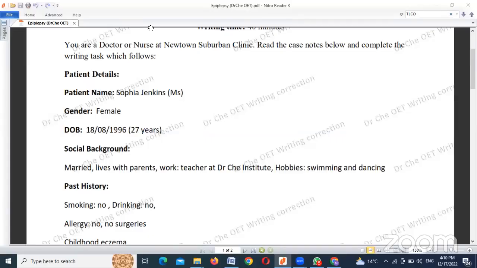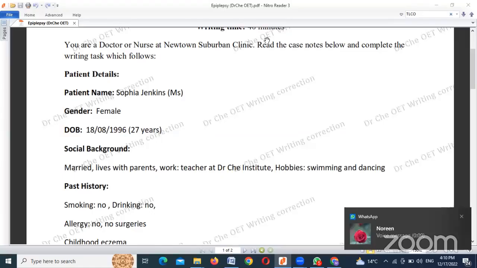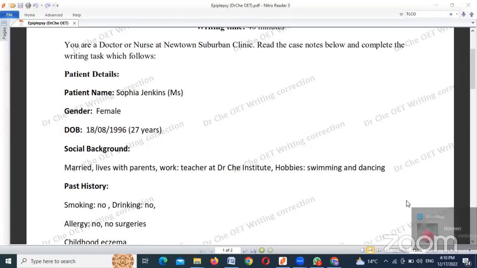Sorry, I needed to see a patient. So now these are the case notes that can be used for both doctors and nurses, because in the real exam, the main thing is how to write the letter. How to organize the information, so that you can communicate easily with another doctor or nurse in written form. This is what they want you to do.